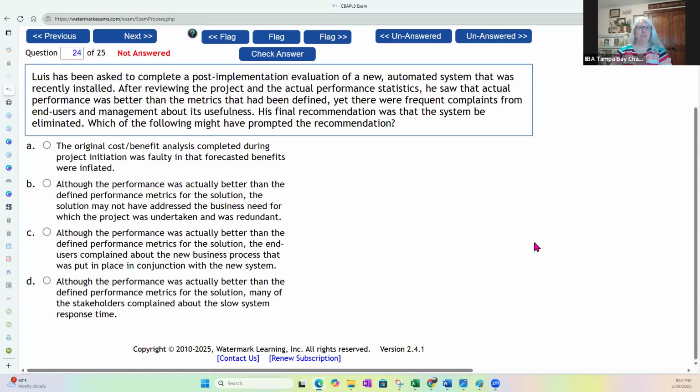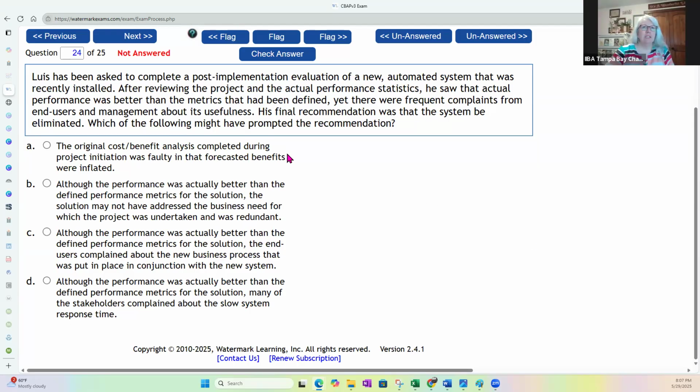Okay, Lewis has been asked to complete a post-implementation evaluation of a new automated system that was recently installed. After reviewing the project and the actual performance statistics, he saw that actual performance was better than the metrics that had been defined, yet there were frequent complaints from end users and management about the usefulness. His final recommendation was that the system be eliminated. Which of the following might have prompted this recommendation? So he's on the 5th task, isn't he?